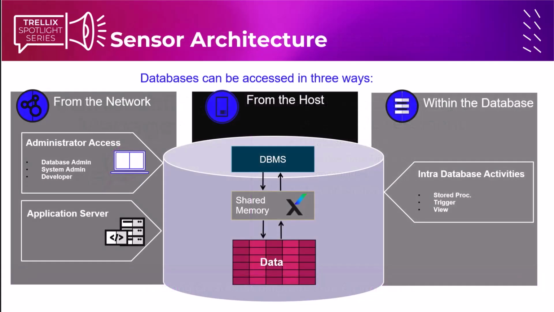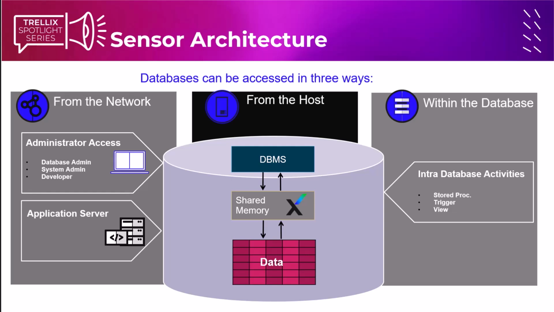But first, let's look at the different ways a database can be accessed. It could be from the network. This could be remote access from administrators or even front-end applications. Databases could be accessed from the host, for example, by using database management consoles, or even from within the database by intra-database activities. Examples of that would be views, triggers, or stored procedures.